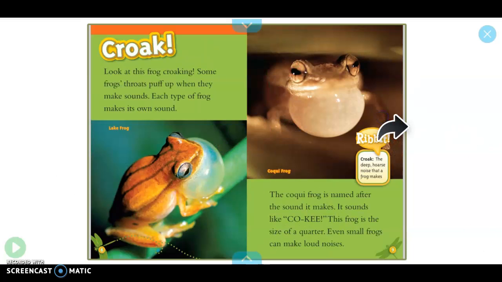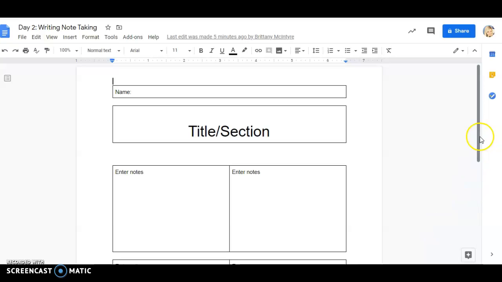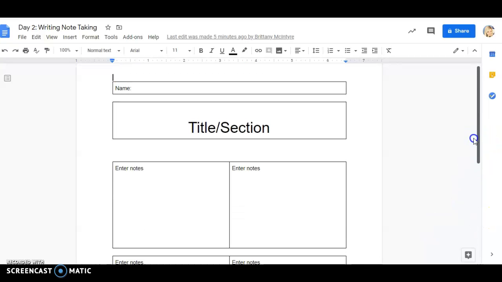So this is their habitat, what we were looking at the other day. This is telling us about the sounds they make. Oh, frog food. I bet this section will tell me what they eat. We're also going to be using our writing paper. We used this yesterday. Remember, boys and girls, you're going to be using this shortly, so make sure we are paying attention in the lesson.